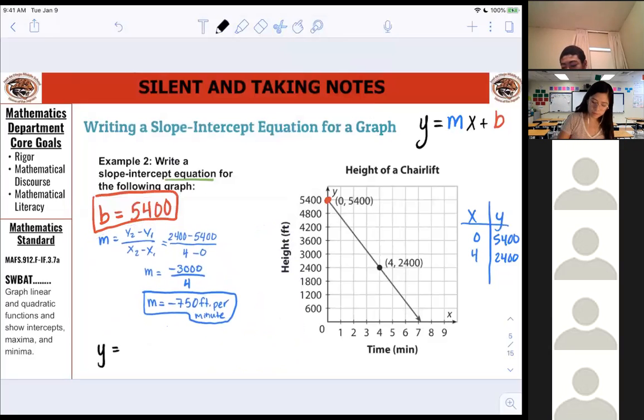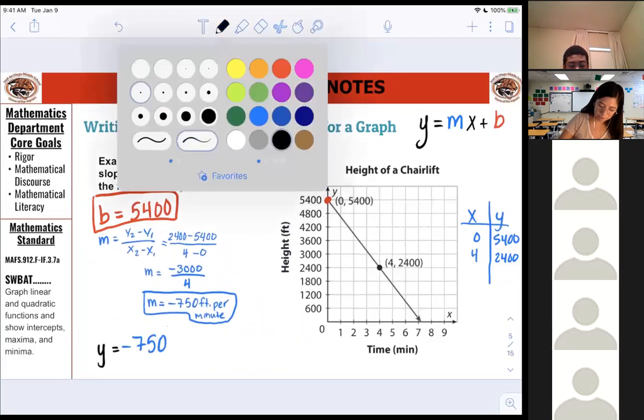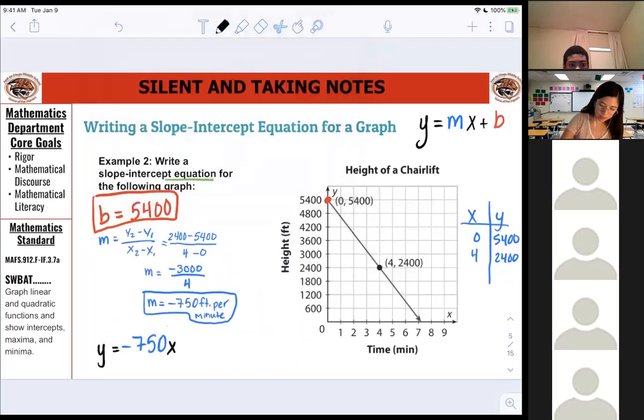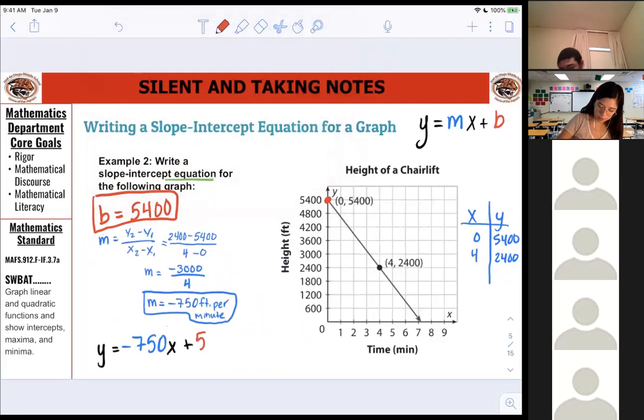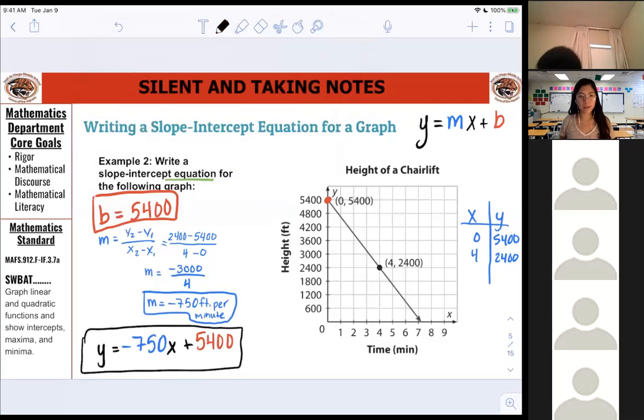Negative 750 plus 5,400. Very, very close. You just forgot one tiny little thing. Plus b. Yeah, plus that. So don't forget there's an x here, because you have to include the two variables. So there you go. y equals negative 750x plus 5,400.